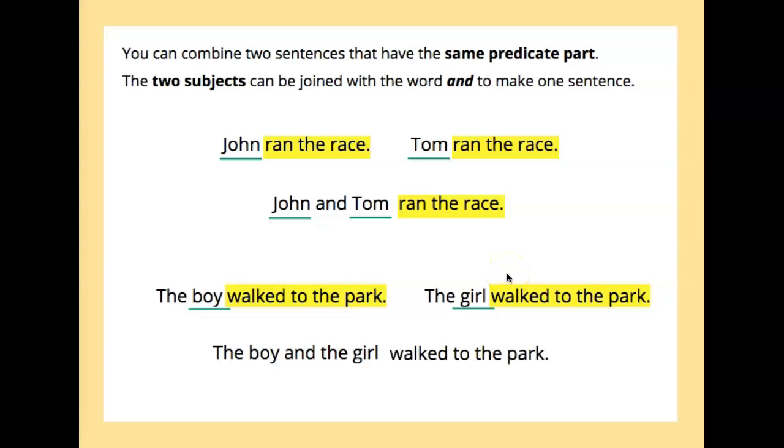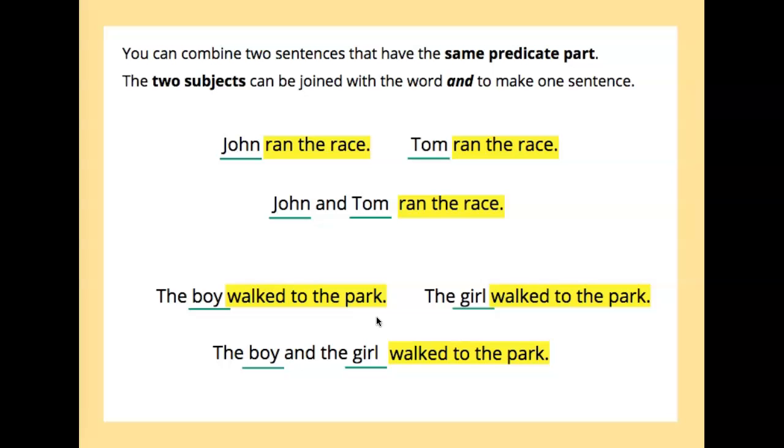So the sentence now says, the boy and the girl walked to the park. What are the subjects in this combined sentence? They are boy and girl. We combined the two subjects because they have the same predicate part.